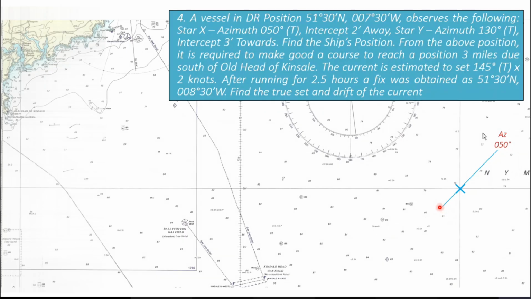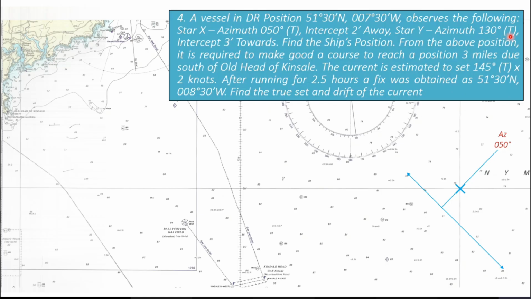Now this is the point from where the PL passes, and the direction of the PL is always perpendicular to the azimuth of the body. So let's draw the PL here. You can see the PL now passing through the ITP and perpendicular to the azimuth. This is our first position line plotted on the chart.